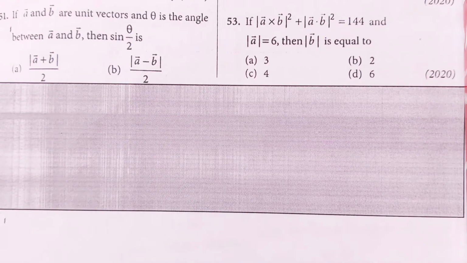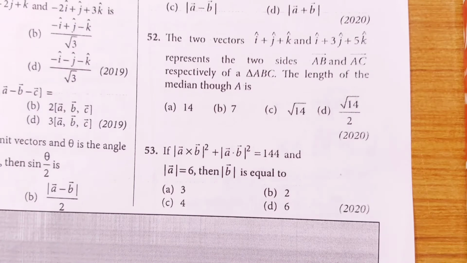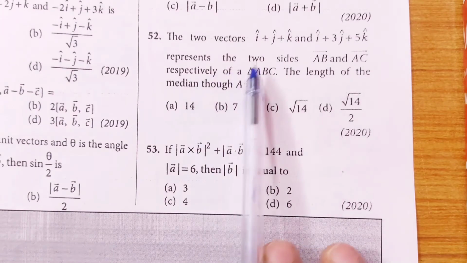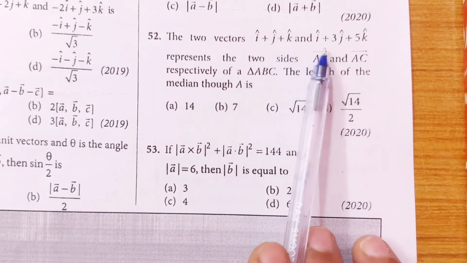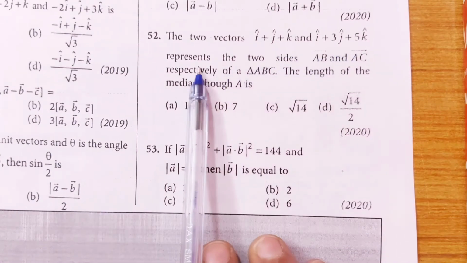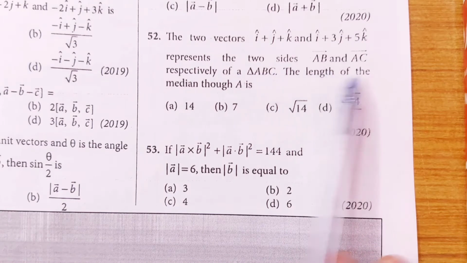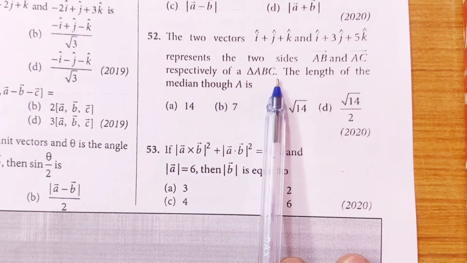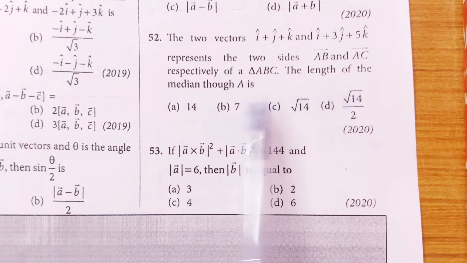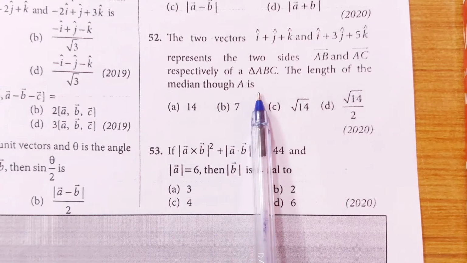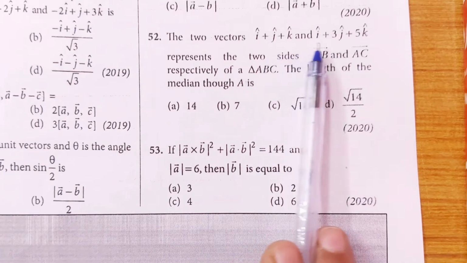So let's go with question number 2, the next question of 2020. The two vectors i plus j plus k and i plus 3j plus 5k represent the two sides AB vector and AC vector respectively of a triangle ABC. You need to find the length of the median through A. Got it? So let's observe it.